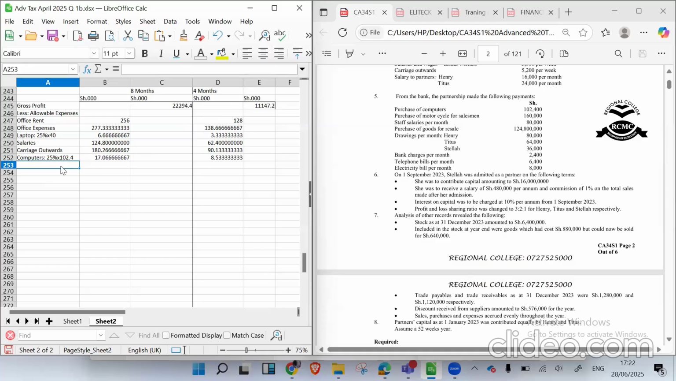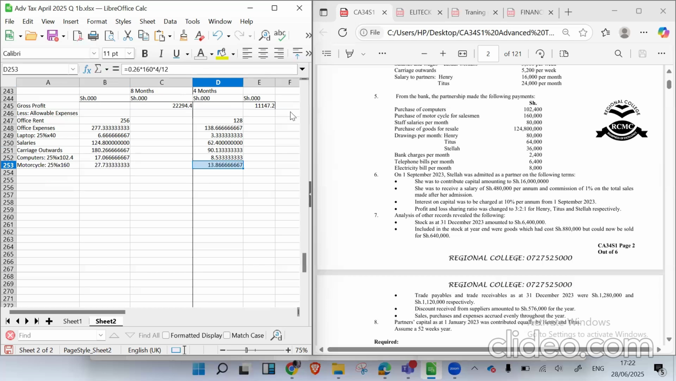Yes. Motorcycle 160. Motorcycle is also 25%. Motor vehicles. 25% of 160. So equals to 0.25 times 160 times 8/12. Huku kwingine inakuwa times 4/12.